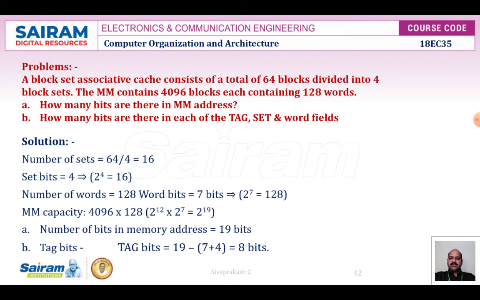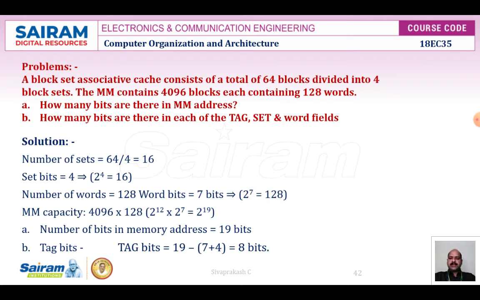The number of words is going to be 128 words, isn't it? So 128 words are going to be present there. That's nothing but 7 bits. So 2 to the power of 7 is nothing but 128 words. So 7 word bits are going to be there.